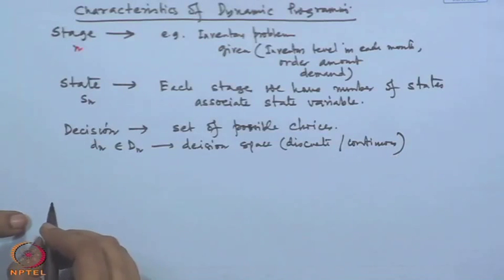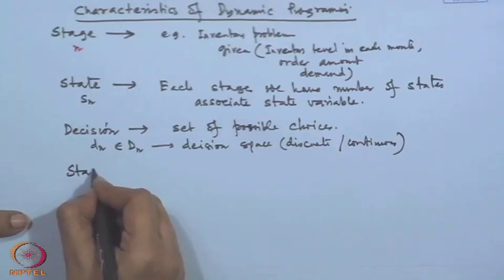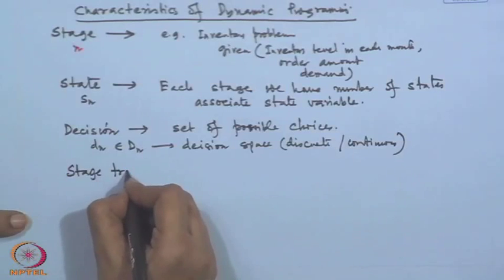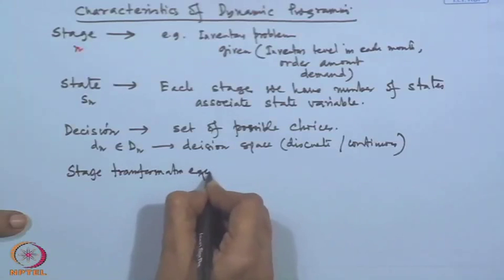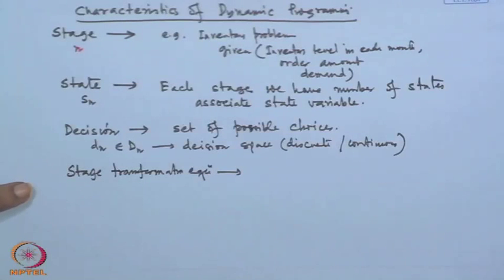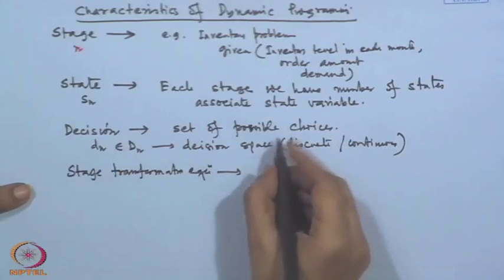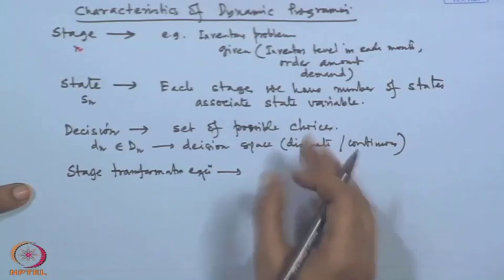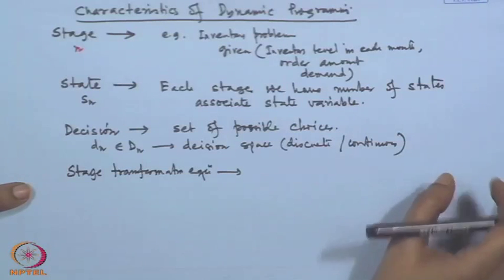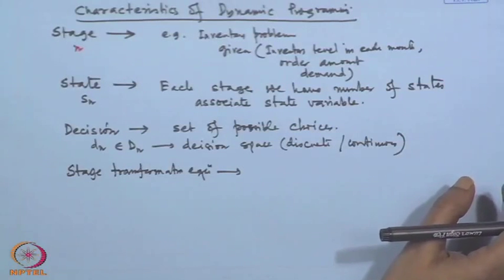And the second very important thing is called the stage transformation equation, or transformation equation also it says, and this equation tells you how one state of the previous stage is being transformed to the next state of the next stage. That means, one state in stage n, how it is being converted to the next state of stage n minus 1. Who is responsible? This stage transformation equation is responsible.